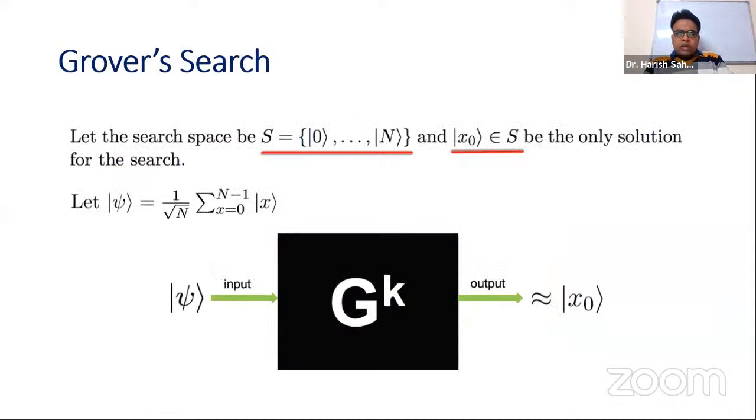Now come to how this algorithm searches. Basically the idea is that there are a total of 2 to the power small n values, these elements, and we are looking for one state x0. That is our solution. When we apply this psi state as an input, the initial state we are supplying to the Grover operator is an equal superposition, and on measurement we get x0, the desired state, with high probability.